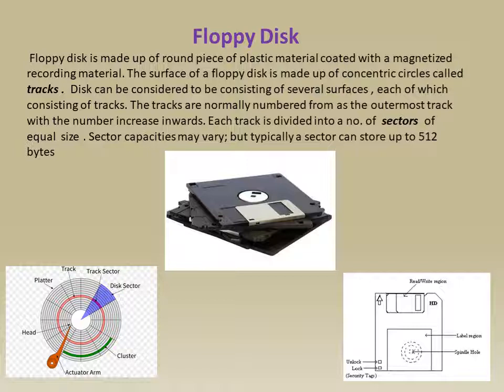Now see, the floppy disk has a read-write region. This read-write region is where, when the disk comes under it, you can read the data or write the data. Then there is a spindle hole. It means there is a spindle on which the disk is moving. Then there are lock and unlock security tags. When locked, you cannot read or write. When unlocked, you can read or write on that disk. So this is the introduction of the floppy disk.